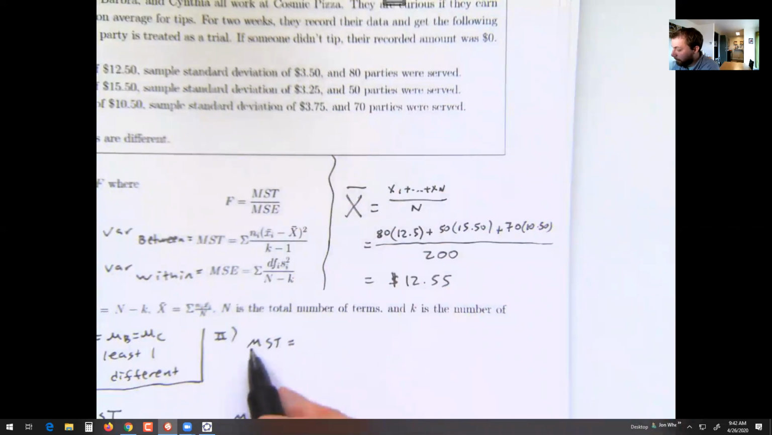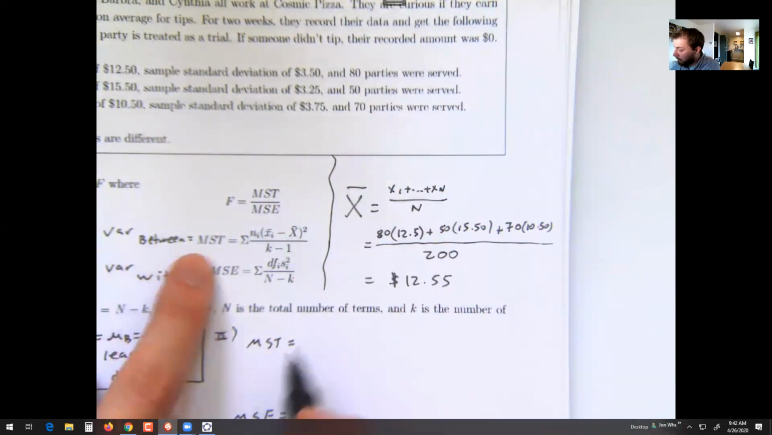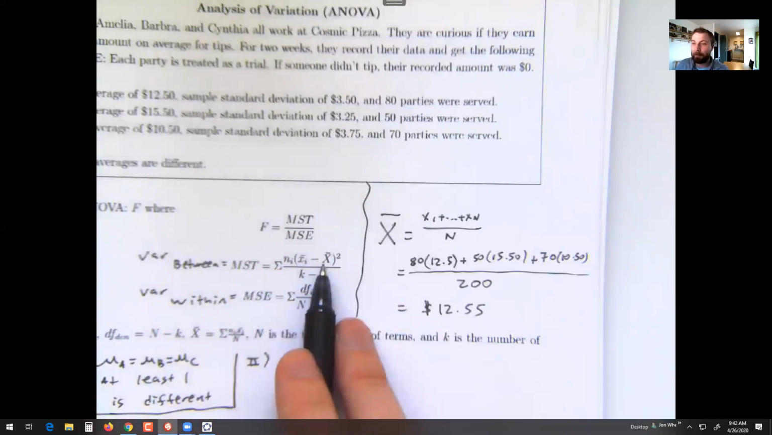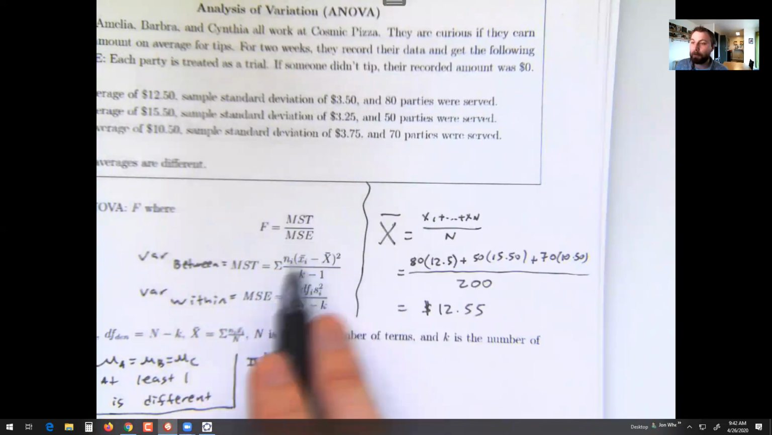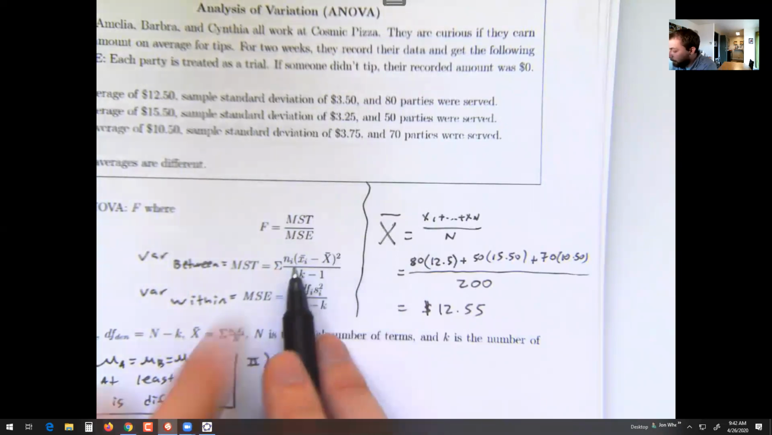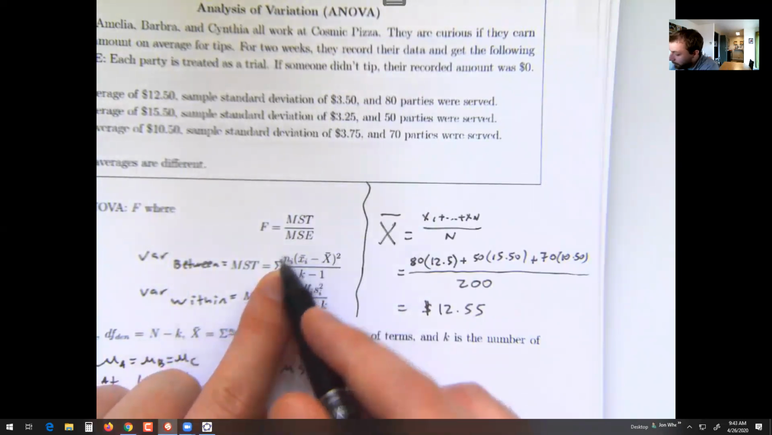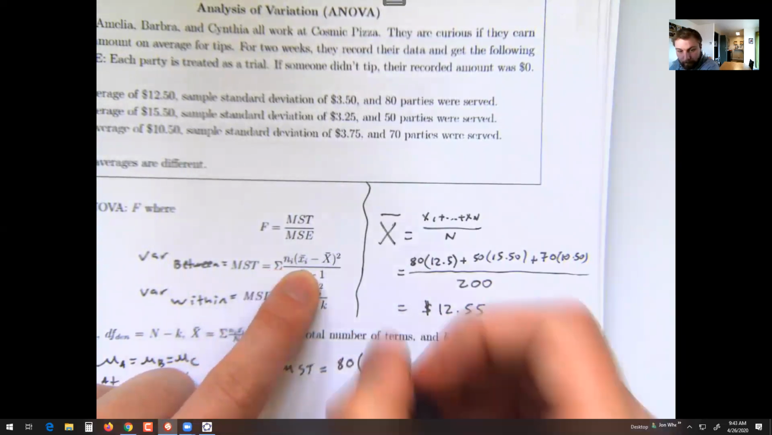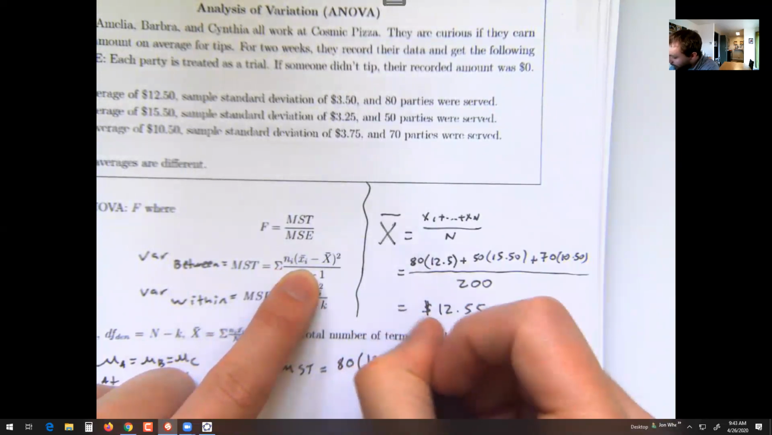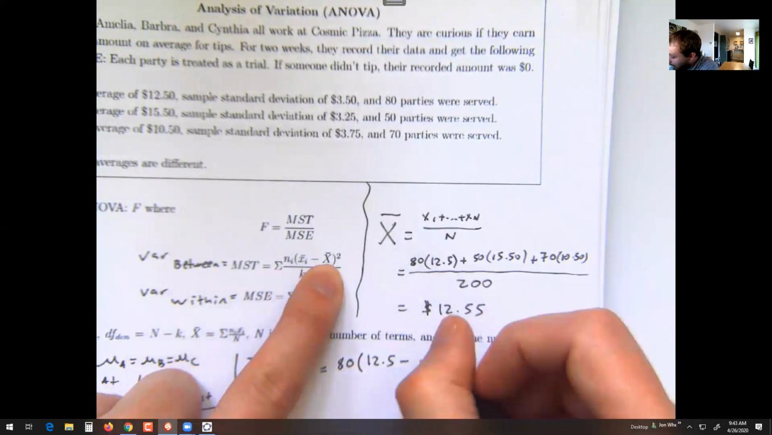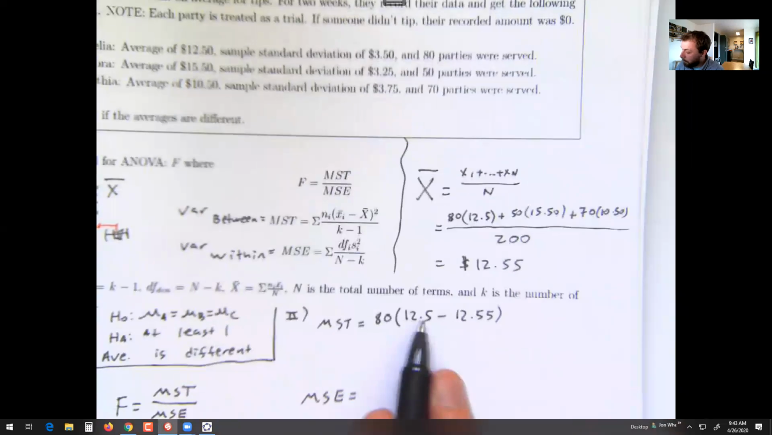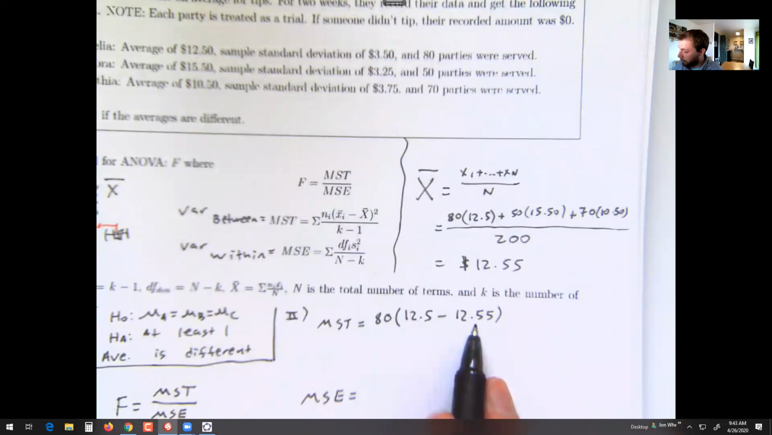So my variation between groups, or the mean square of the treatments, because if this was a medical thing, this is comparing treatments A, B, and C. In this case, I'm comparing people A, B, and C, but I'm looking between the groups there. I'm going to have a weighted average for these differences. So I'm going to have the number of individuals in the first group, so that's 80, times the average of the first group, that's 12.5, minus the overall average, that's my 12.55. So this is telling me that Amelia is really, really close to that center line there.